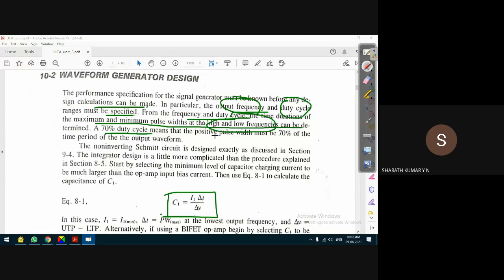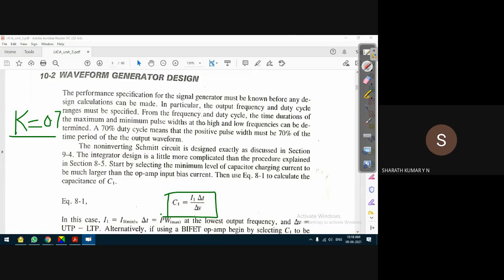70% duty cycle means that the positive pulse width must be 70% of the total time period. That is the meaning of a duty cycle. What the author is trying to say is that here the duty cycle K is 0.7. That means the on period is 70% of the total time period T.